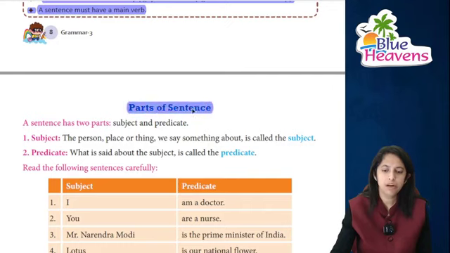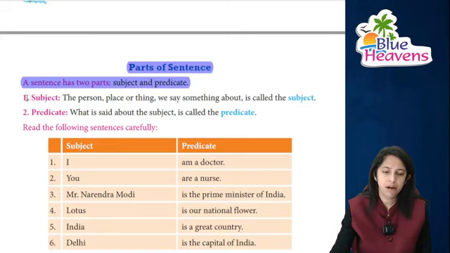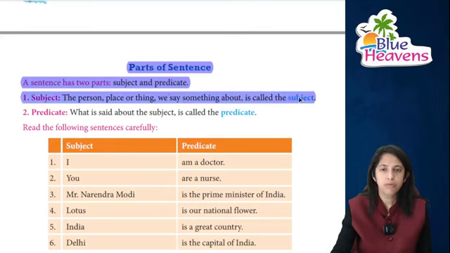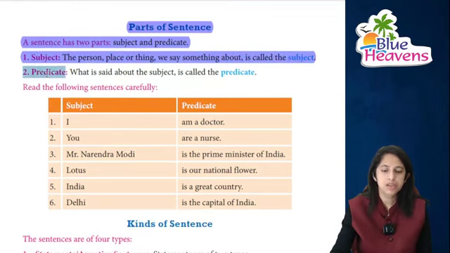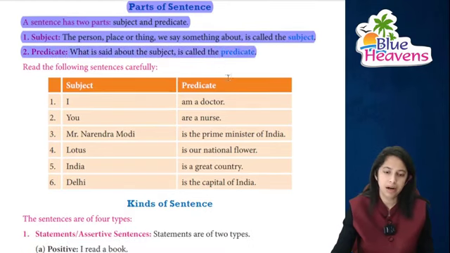Right. Moving on to the parts of sentence. Sentence has two parts, subject and predicate. Subject means जिसके बारे में आप बात कर रहे हैं. The person, place, thing. We can say something about it. इसी को हम subject बोलते हैं. Whereas predicate जिसके बारे में क्या बात हो रही है, what is said about the subject, इसको हम predicate बोलते हैं.